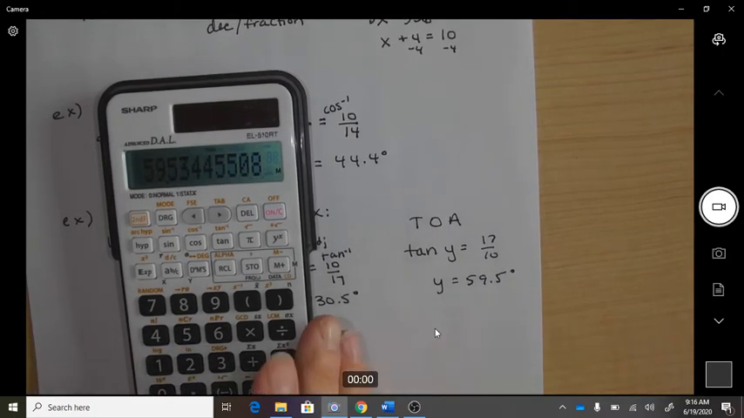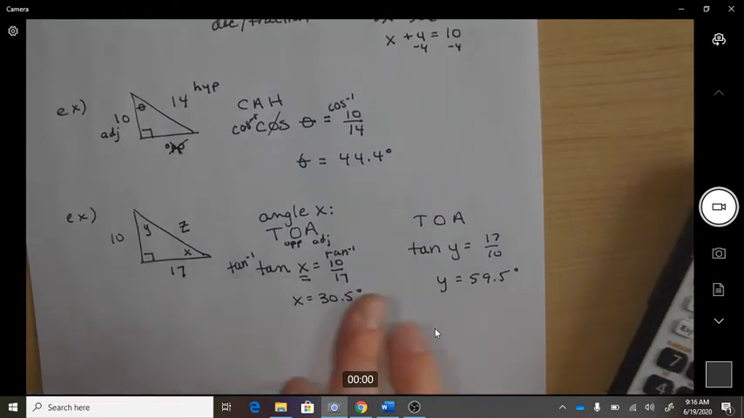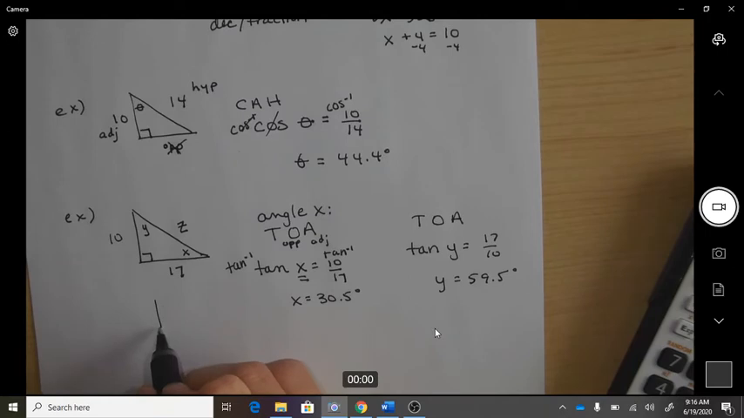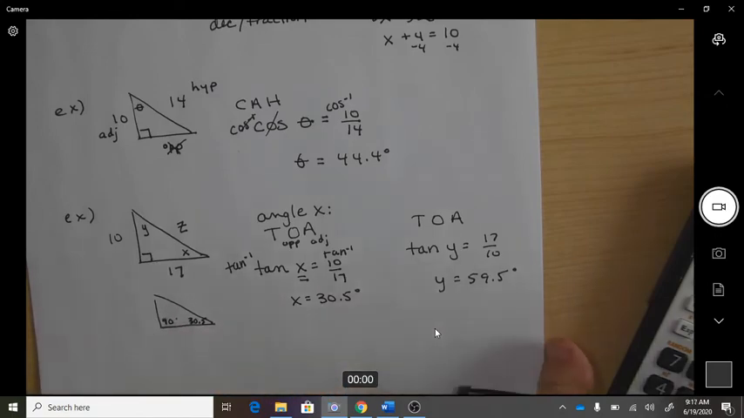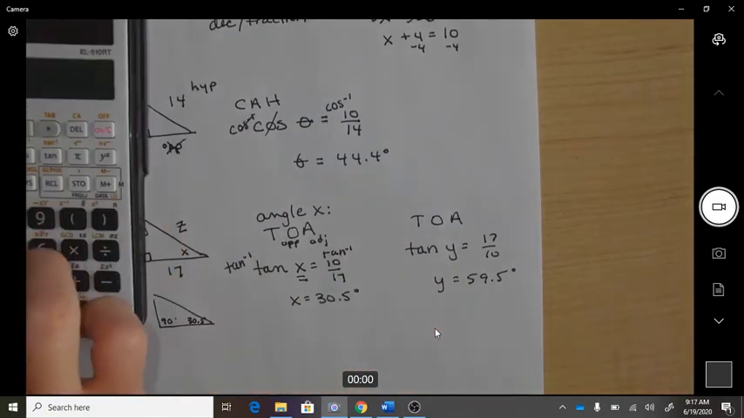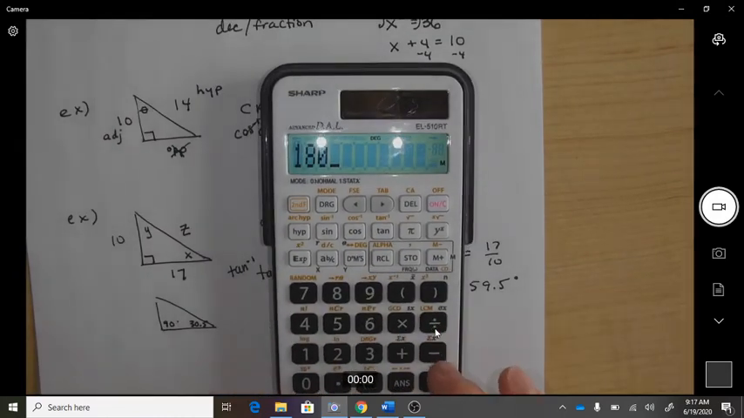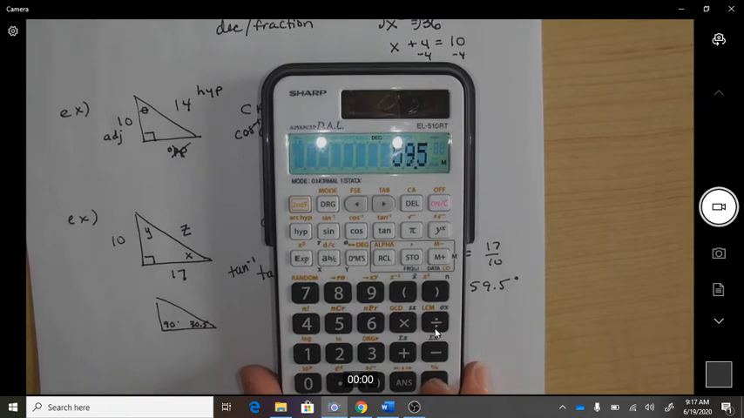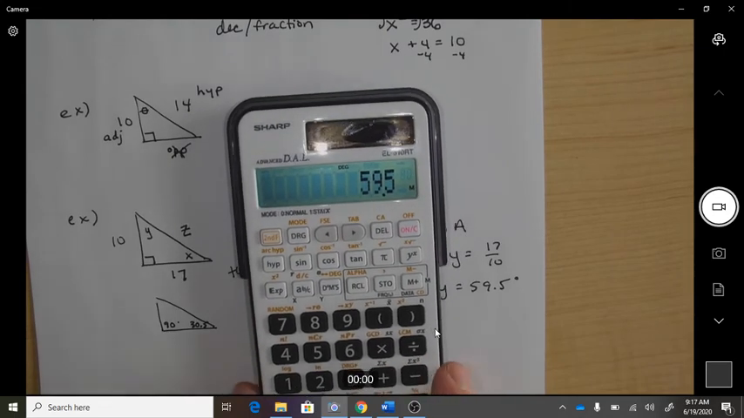59.5. Okay, I showed you this way because it's our lesson, but you obviously could have done it another way in knowing that this was 90 degrees and this was 30.5. All three of those would have to add up to 180. So you could have gone 180 minus 90 minus 30.5. That was another way to do it.